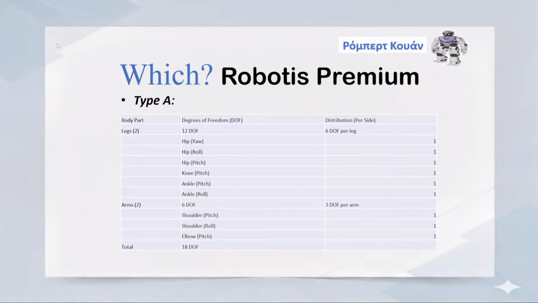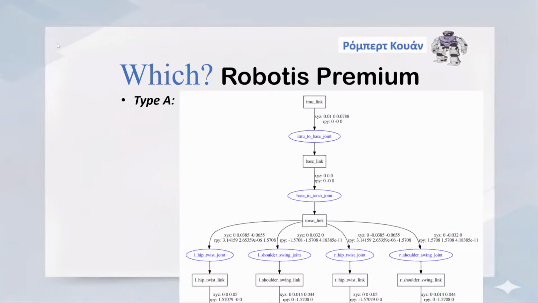Here's a summary of the type that I set up. You see that this is 18 degrees of freedom, mainly 6 for the arms, for both left and right, and then for the left and right legs, there's another 12 degrees of freedom with the hips, the knee, and the ankle. And here's another RQT graph that shows all the link and joint connections for this robot configuration.